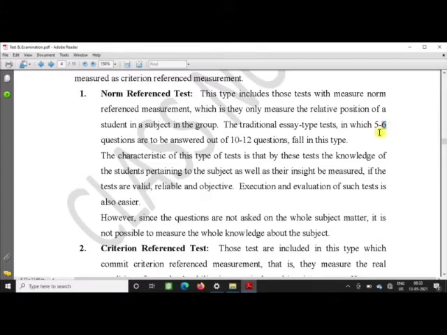Another thing here is that a norm reference test will help to rank students based on test achievement.